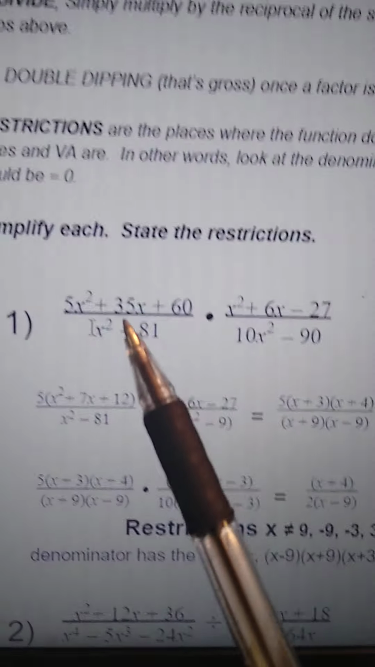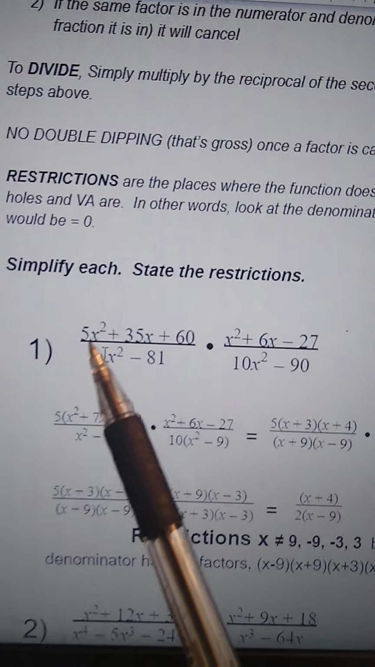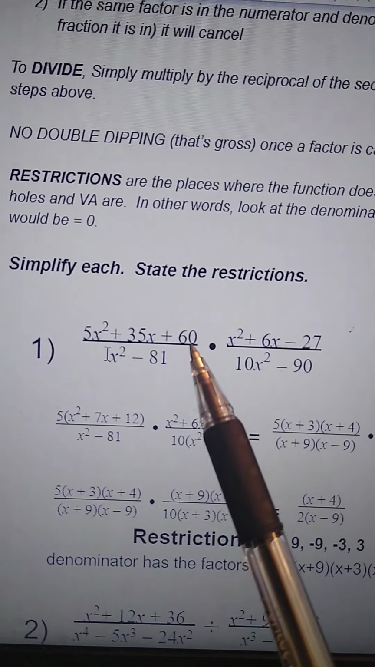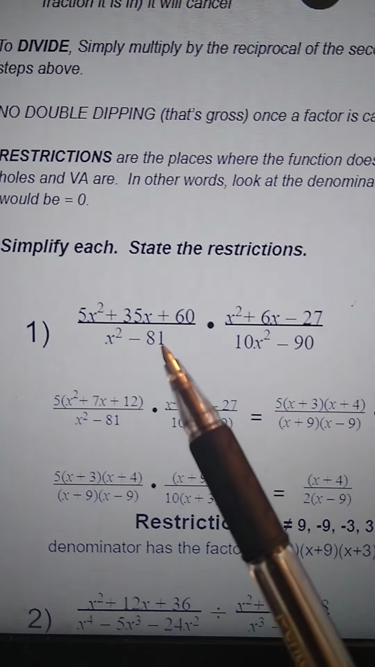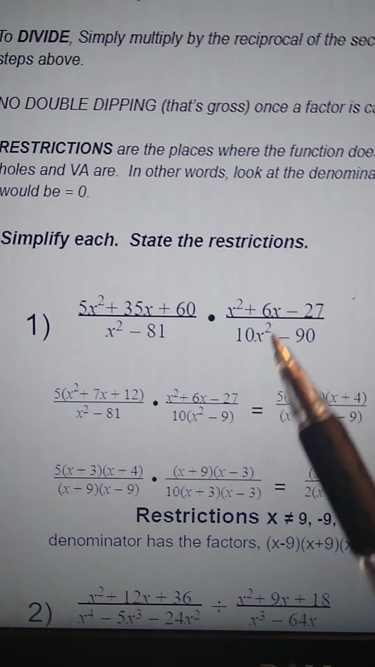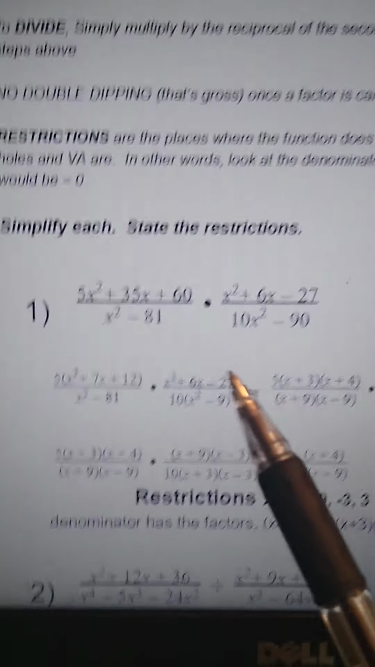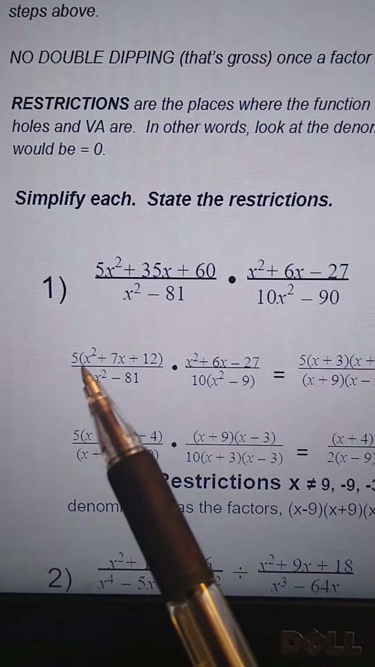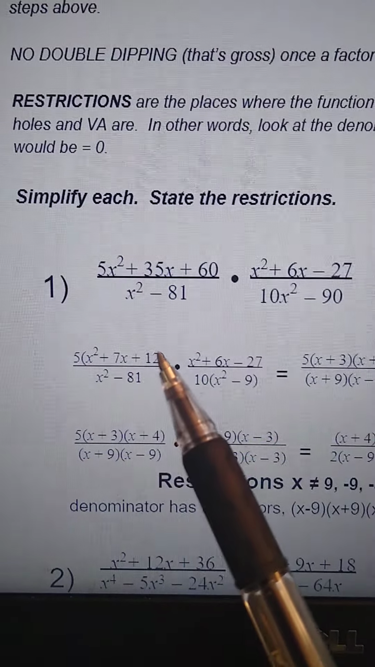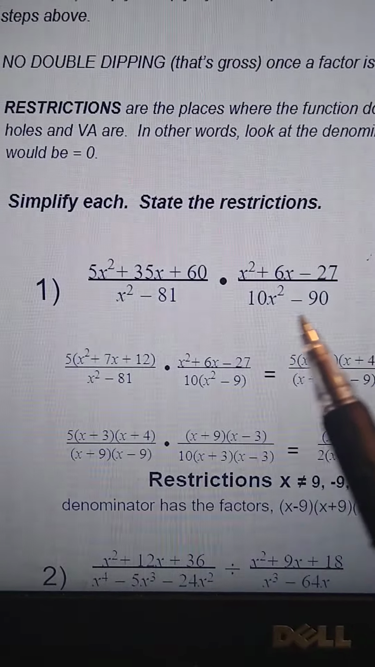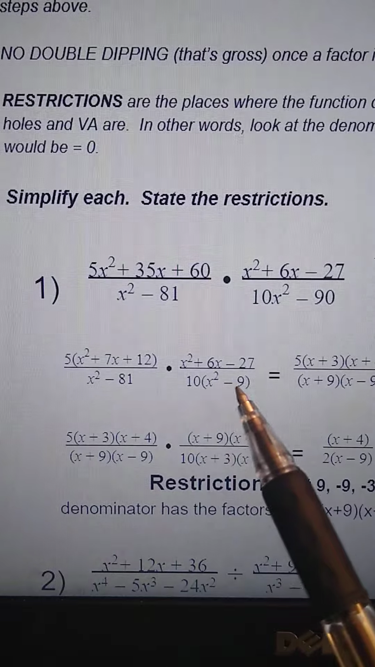And you can see I have several things happening here. First of all, in this numerator, I have a GCF of 5. And then that will factor again. I have a conjugate rule here, regular factoring, and another GCF here. So let's start with the GCFs. I'm going to take a 5 out of each of these three terms. Leaves me with 1, 7, and 12. I'm going to take a 10 out of these two terms. Leaves me with x squared minus 9.